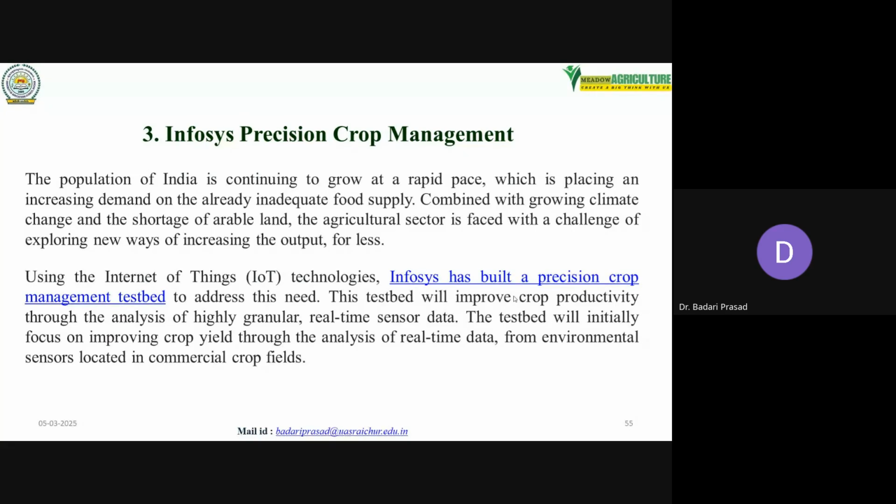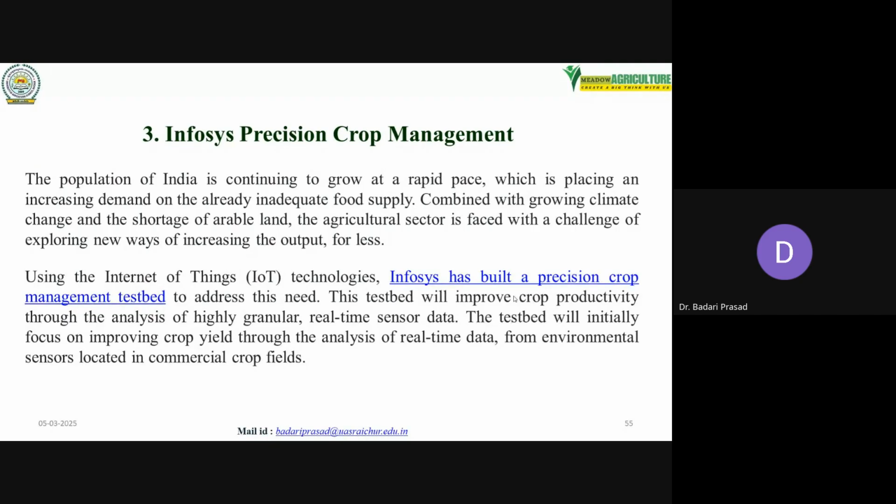The third one is Infosys Precision Crop Management. The population of India is continuing to grow at a rapid pace, which is placing an increasing demand on already inadequate food supply. Combined with growing climate change and shortage of arable land, the agriculture sector is faced with a challenge of exploring new ways of increasing the output. So, using the Internet of Things, Infosys has built a precision crop management test bed to address this need. This test bed will improve crop productivity through analysis of highly granular real-time sensor data.